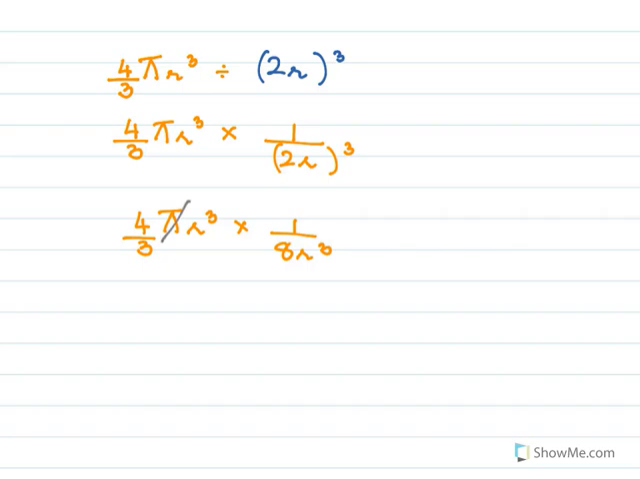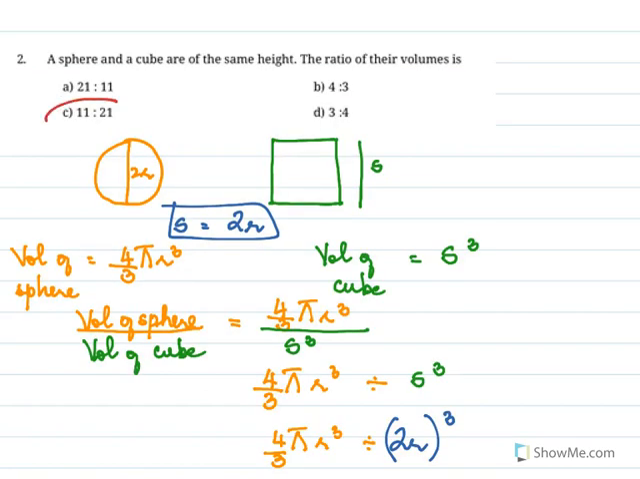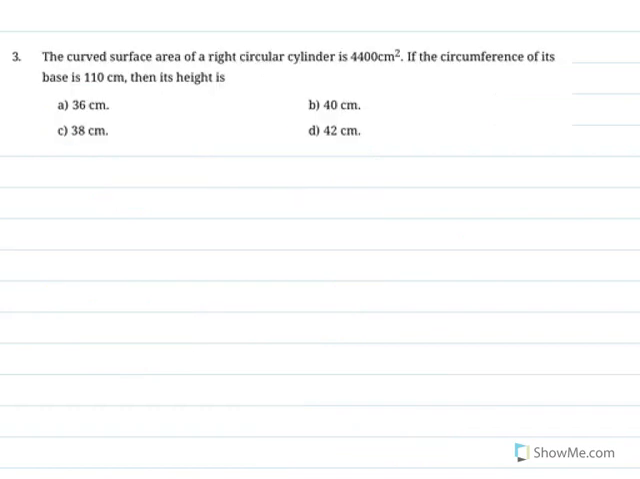Now we cancel out pi. No, we can't cancel pi. We need to cancel the 4, get 2, r cube. So what remains here is pi over 6. Pi divide by 6, and pi is 22 by 7. So we have 22 by 7 into 1 by 6. And on reducing it, we get 11 by 21. So the right option is 11 by 21.